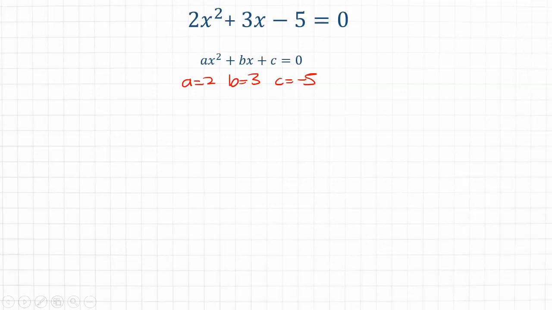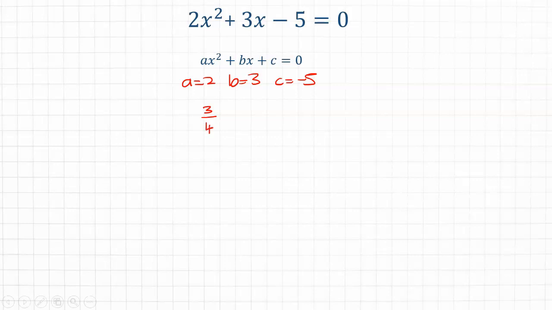In this case, what we can do is divide the value of b by not just 2, but 2 times a, which in this case is also 2. So we divide b, which is 3, by 2 times 2, which is 4.